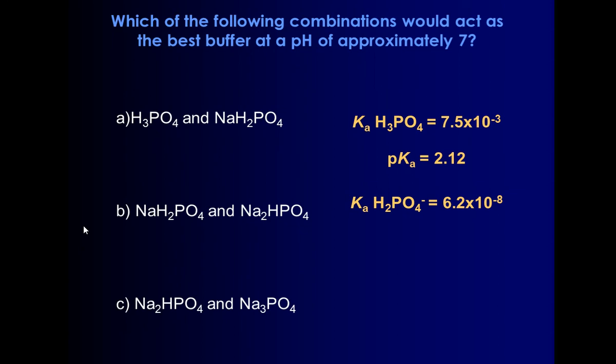If we look at the second example, we see the Ka is 6.2 times 10 to the negative 8th. The pKa of this one is 7.21. We would need a little more acid in this buffer to get the pH to 7, but we would still have, I'm not going to say equal amounts, but we would definitely have amounts that are closer to a 50-50 split with this one than we would in the first example.